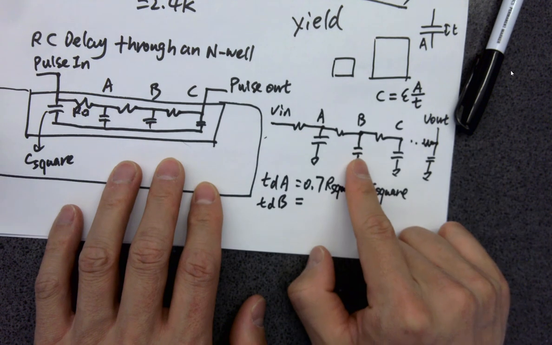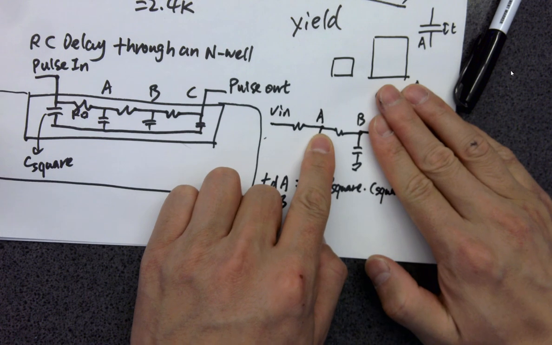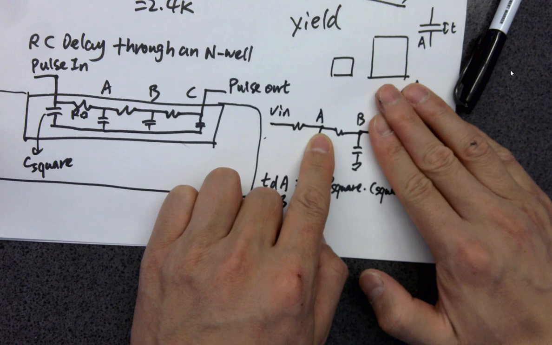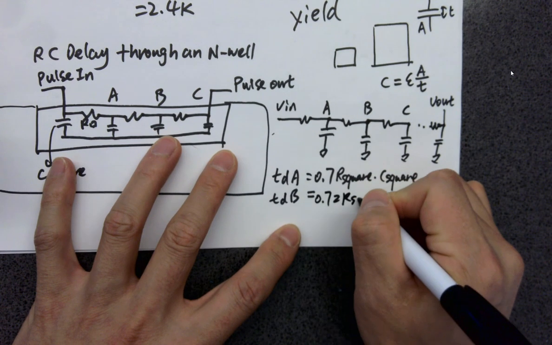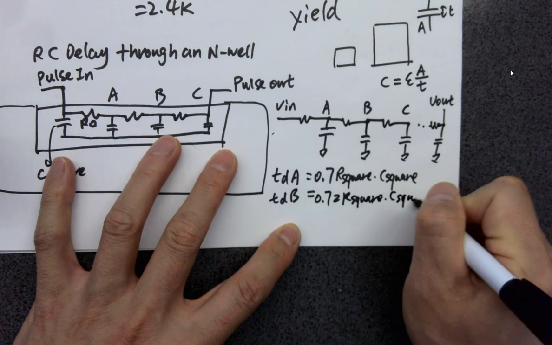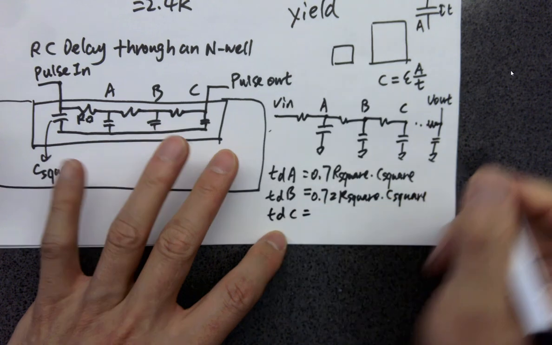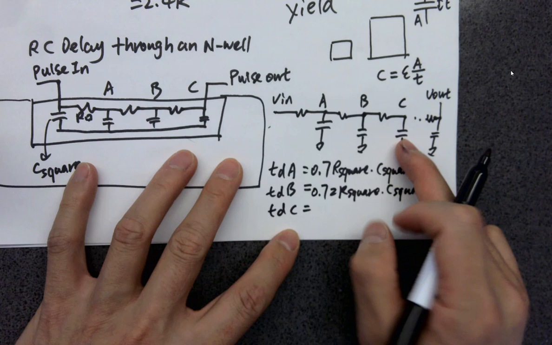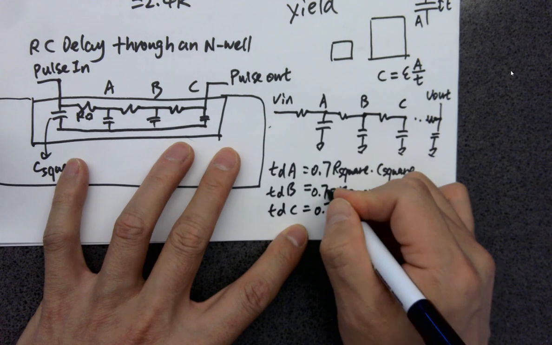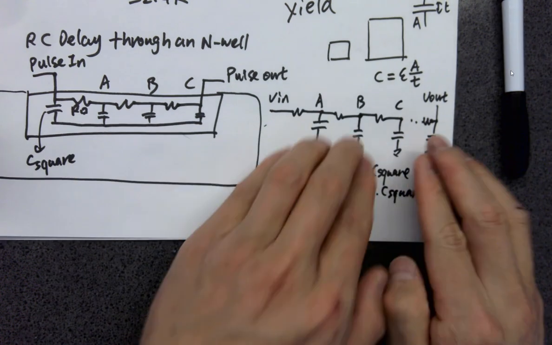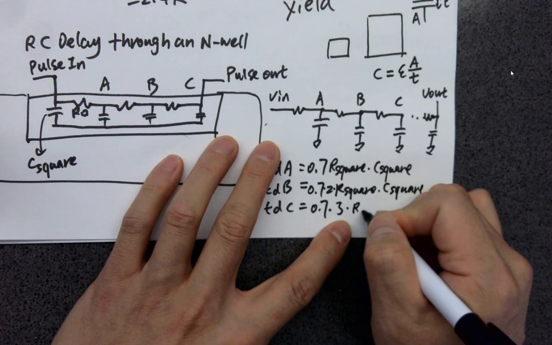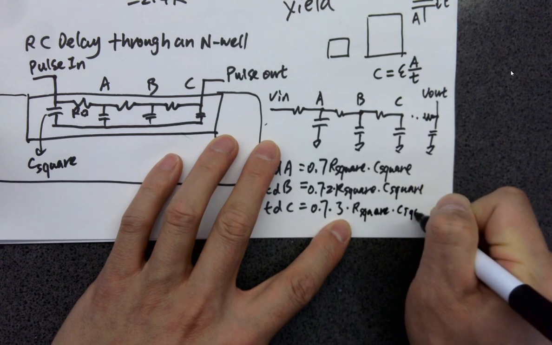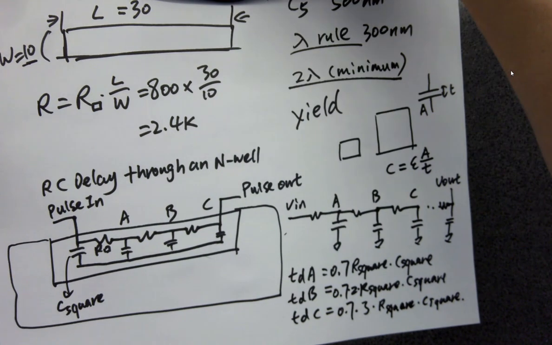If we fill up the second bucket, it's going to be 0.7 times 2 R square C. TDC will be 0.7 times 3 R square C because of this. So keep going.